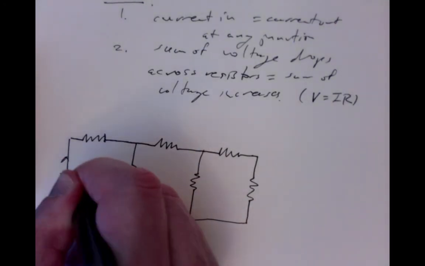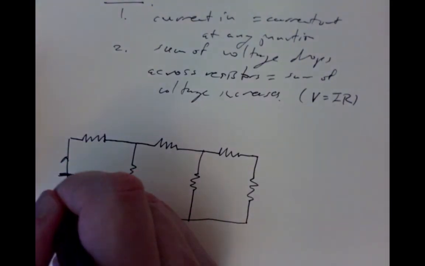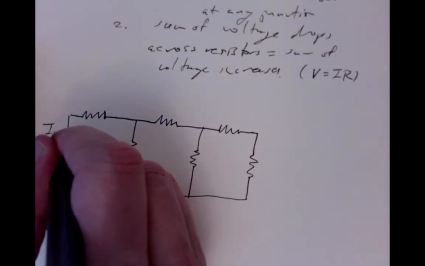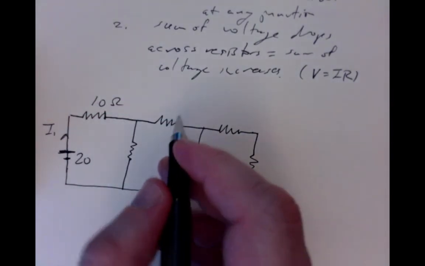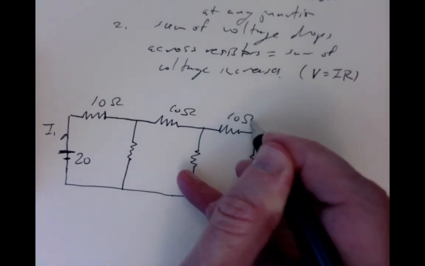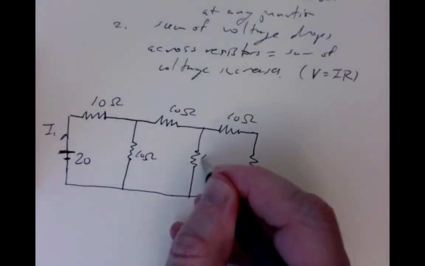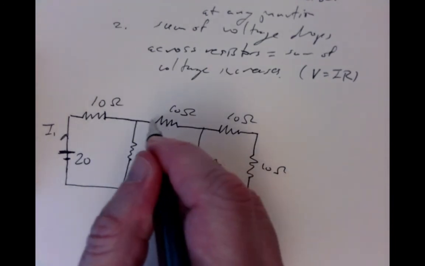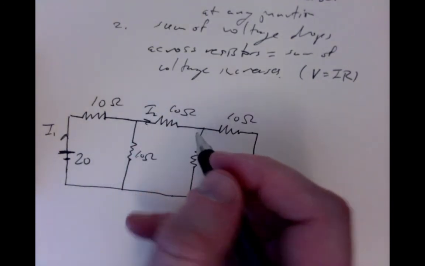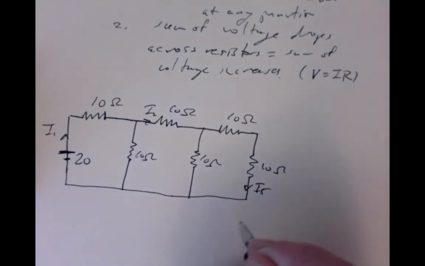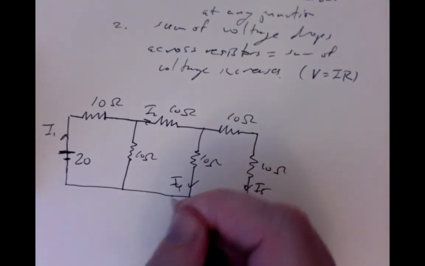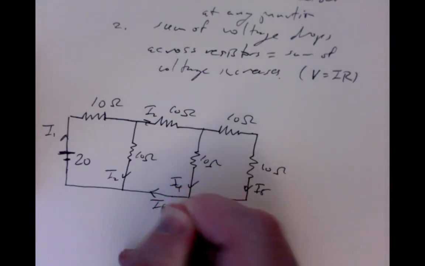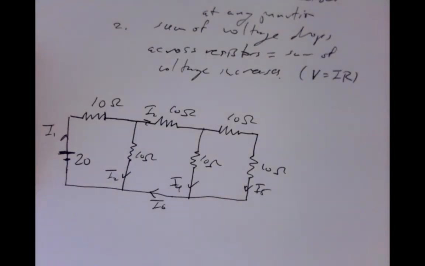Then, here we'll have some source with 20 volts coming in. We'll have a current I1 here, then resistance 10 here, 10 here, 10 here, 10 here, 10 here, and 10 here. Now, there's going to be some current here, I2. We're going to call the current down here I5. This one's I4. This one's I2. And then this one will be called I6. Okay, so there's a whole bunch of variables that have been drawn around a bunch of pieces of wire.